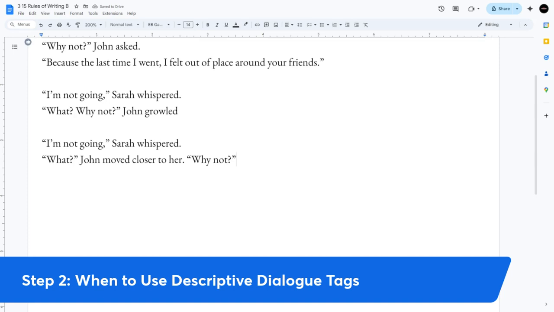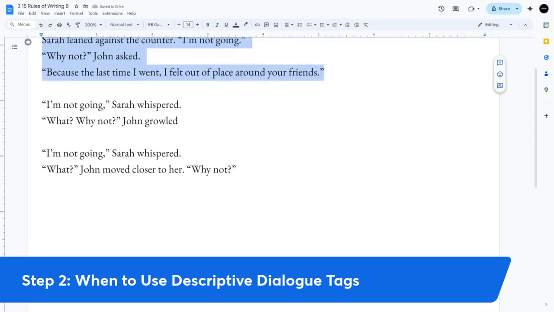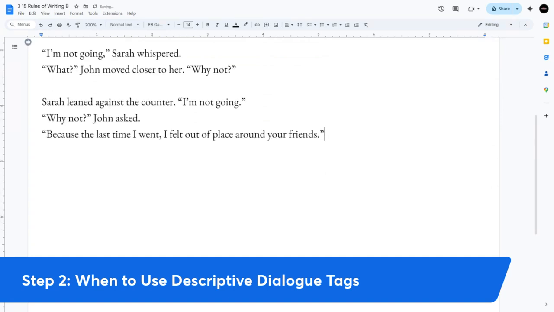But if we were going to take that top example, let's say we bring this down and play with it a little bit. So we know Sarah leaned against the counter. She whispered. Now we could change the emotional truth of it. "Why not?" I don't have to do the "what" part, but John stepped closer, holding her hand.